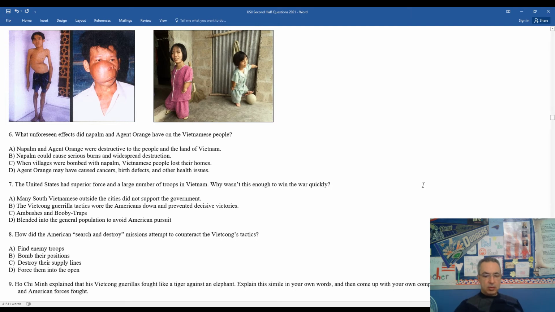Eight, how did the Americans' search and destroy missions attempt to counteract the Viet Cong's tactics? Well, they hoped to find the enemy troops, bomb their positions, destroy their supply lines, and force them into the open.